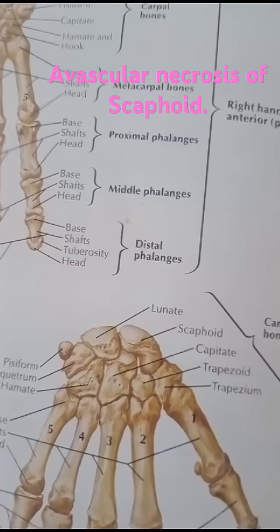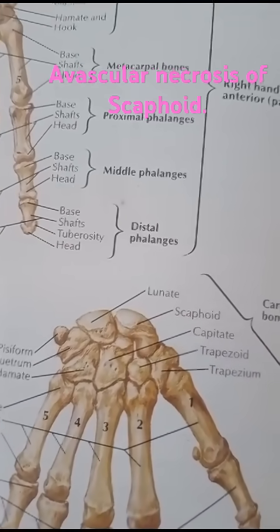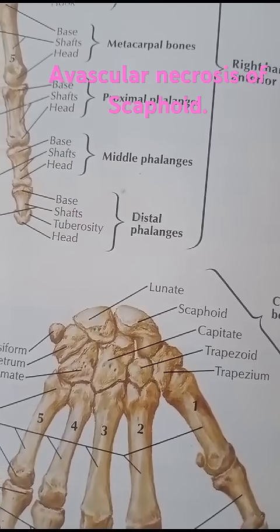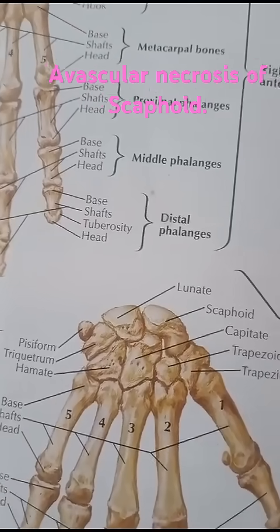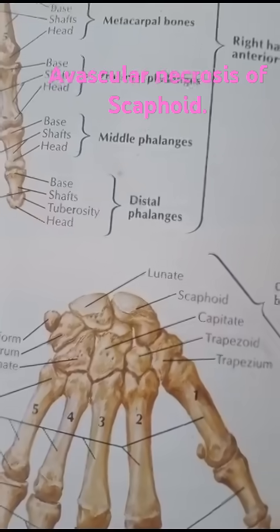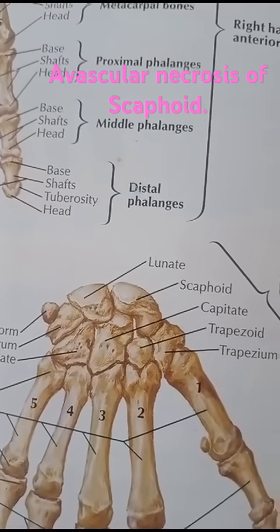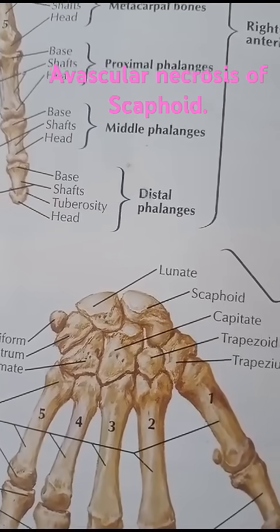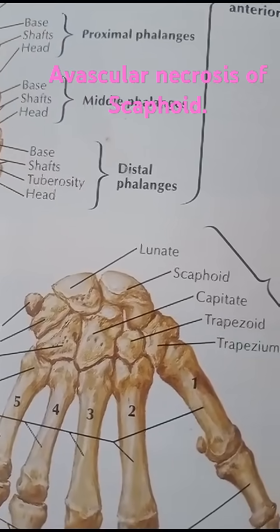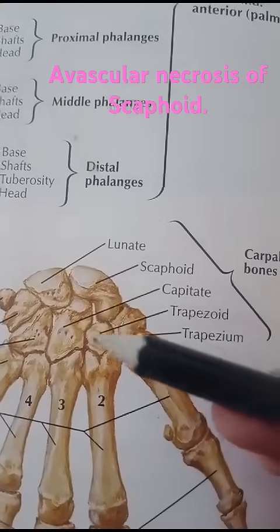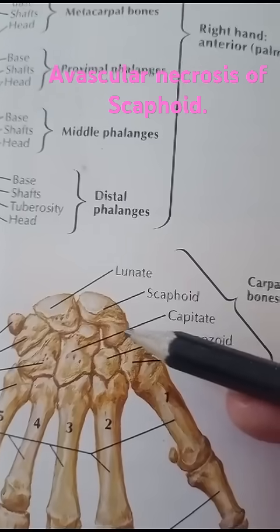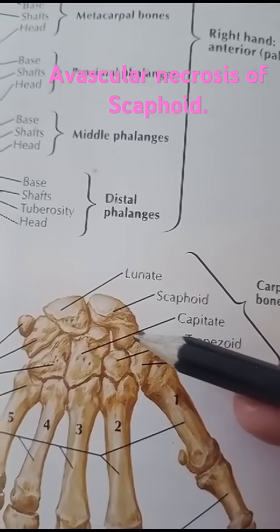Here there is an interesting fact that you should know about the scaphoid, the blood supply. So what is the blood supply? The scaphoid's blood supply is primarily by the radial artery. The dorsal branch provides 70 to 80% of the blood supply to the scaphoid. It enters the scaphoid through the foramina on the dorsal ridge.